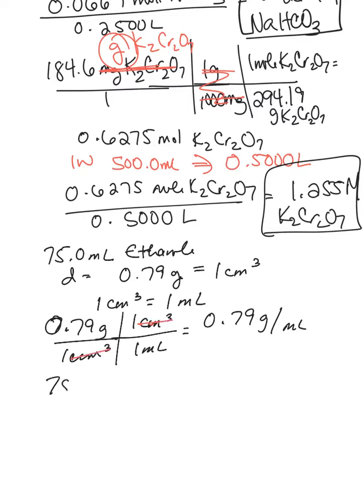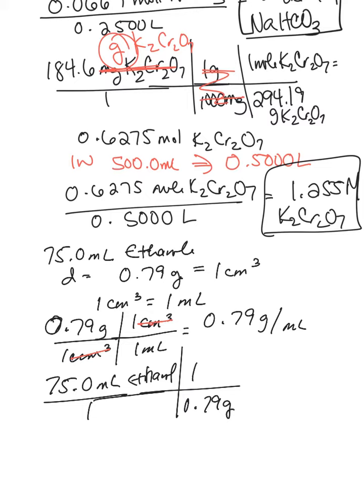And then we can go back up here and go 75 milliliters of ethanol, which is alcohol people drink. You have 0.79 grams per 1. Oh, I'm sorry. Got this backwards, don't I? Okay. So ethanol. So we need milliliters on the bottom. So for 1 milliliter, we have 0.79 grams.